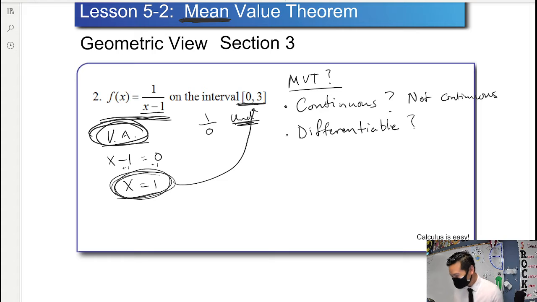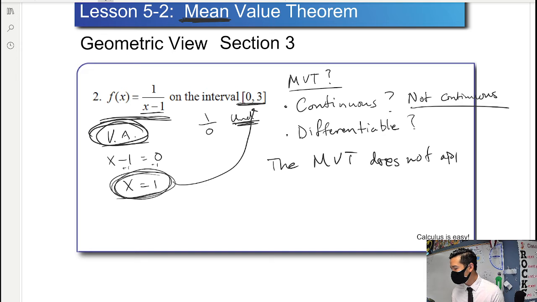So, not continuous, so I don't need to check the other one. So the mean value theorem does not apply. So I cannot guarantee that there is a tangent that is parallel to it.